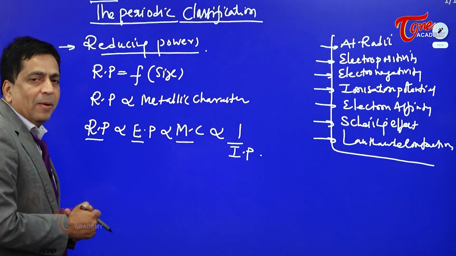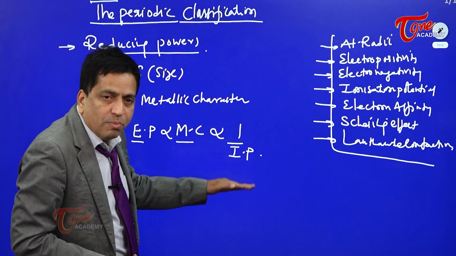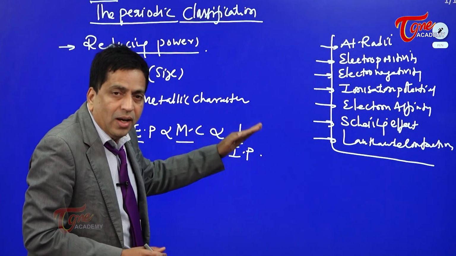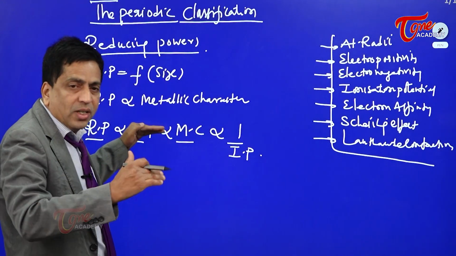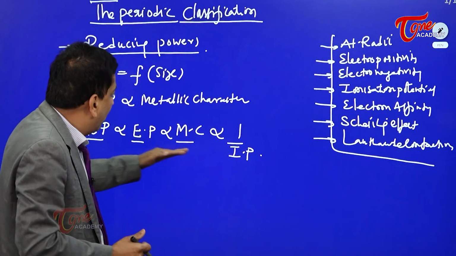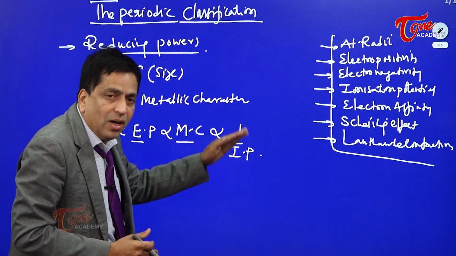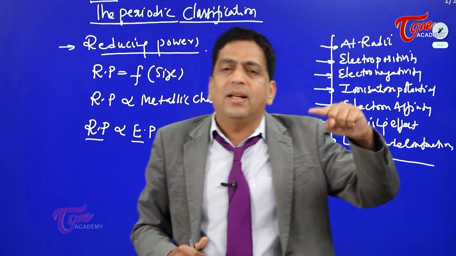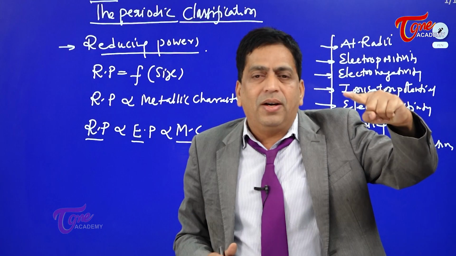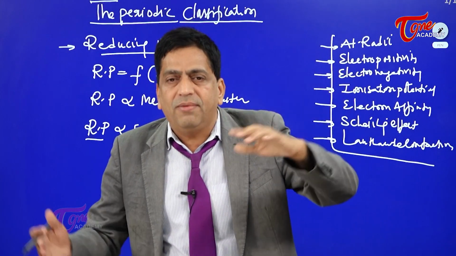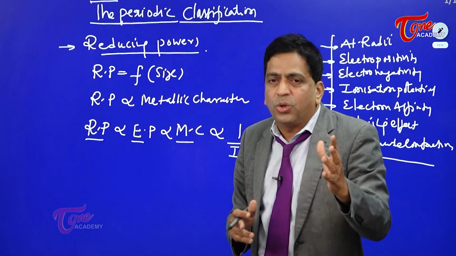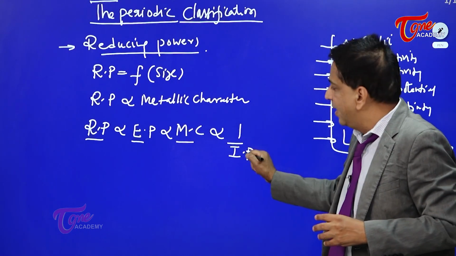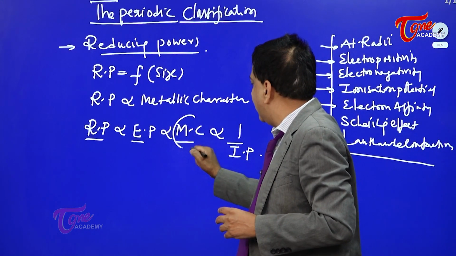You must understand: smaller will be the ionization potential if the metallic character is high. The IP would be smaller if the electropositivity is high. And the ionization potential will be smaller if you have the RP to be what? Higher. So greater the reducing power, greater is the electropositivity. In fact, the reverse would be good to discuss: if the IP is lesser, then it shows the best metallic character.